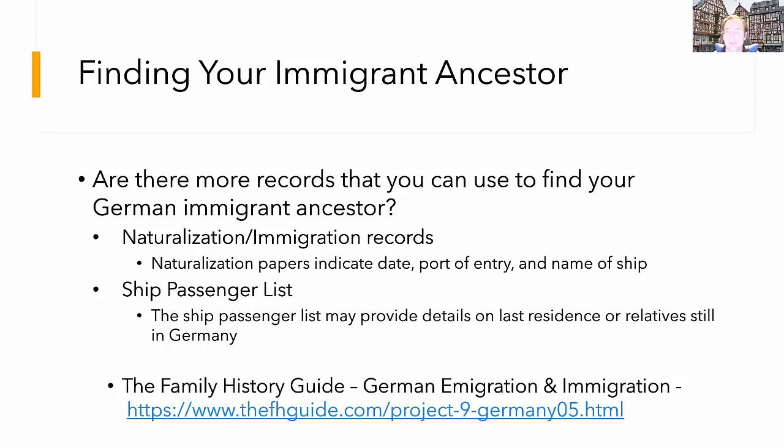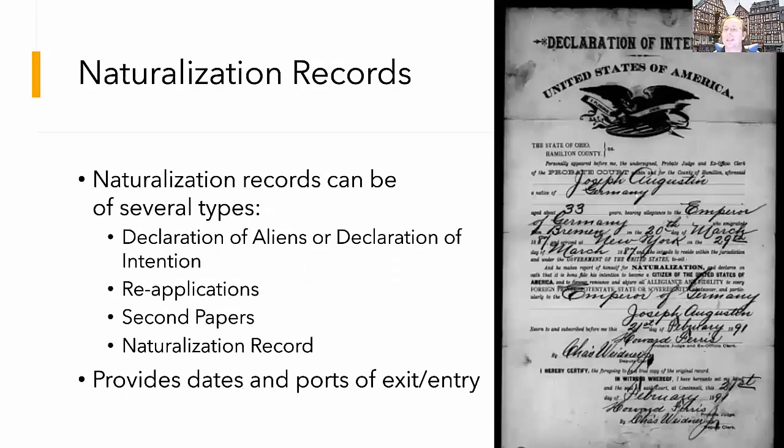And you'll see some resources that are there that'll help you gather more information on this. But I want to show you, this is an example of one of the naturalization papers. When you look at naturalization records, there's several types. There's the Declaration of Aliens or Declaration of Intention. There are reapplication papers, there are second papers, and there are naturalization records.